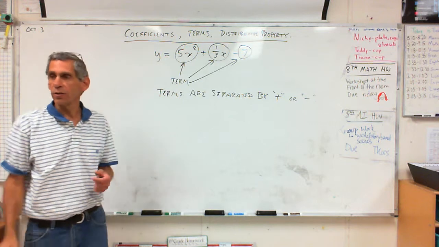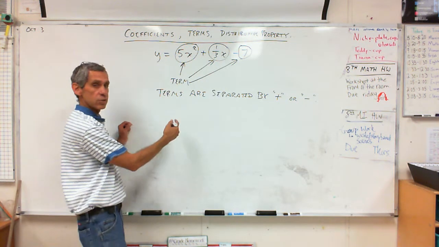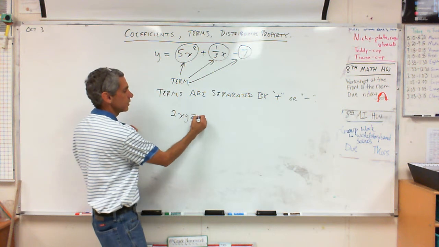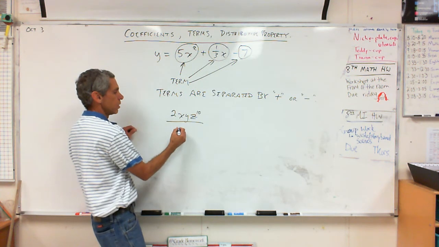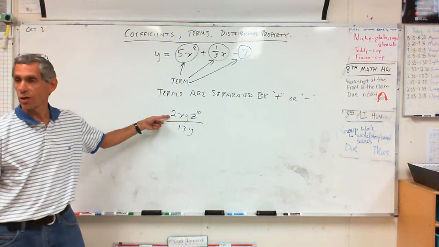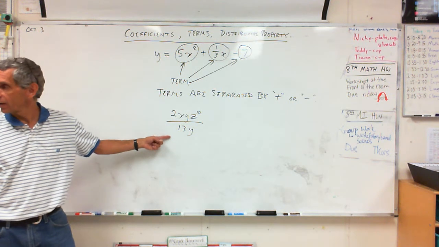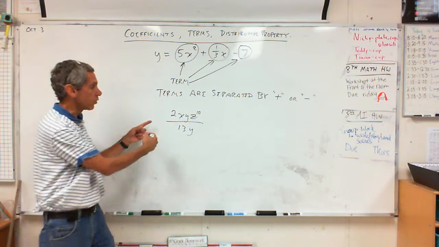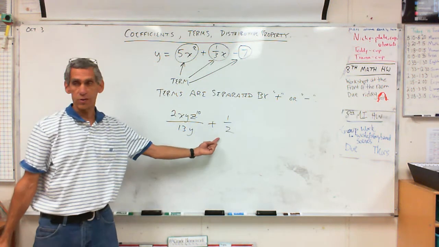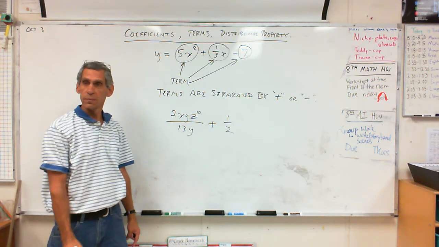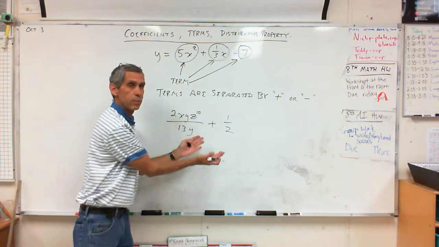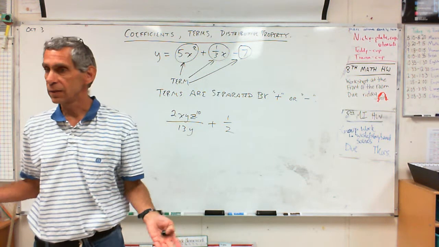So you can always tell a term. This is a term: 2xyz to the 10th power over 13y. That is a term. There's no plus sign or minus sign, right? So that whole thing is a term. I could do that. Plus 1/2. That is a term. Right? The main thing is a term is separated by a plus or minus. And then you know. That's it.